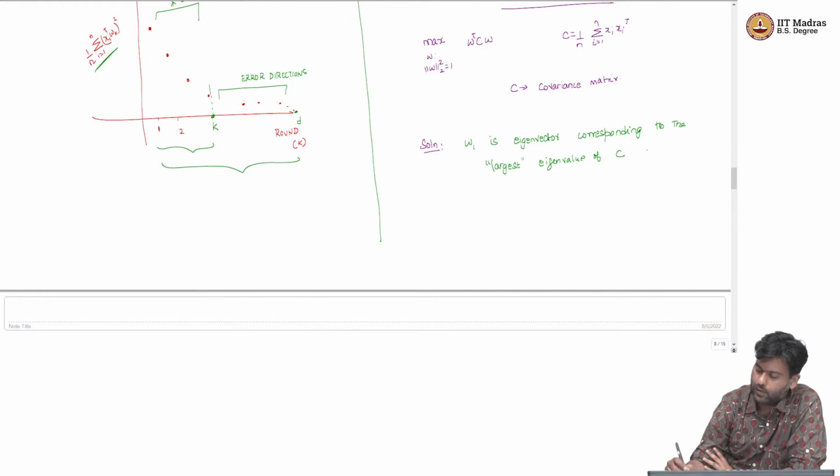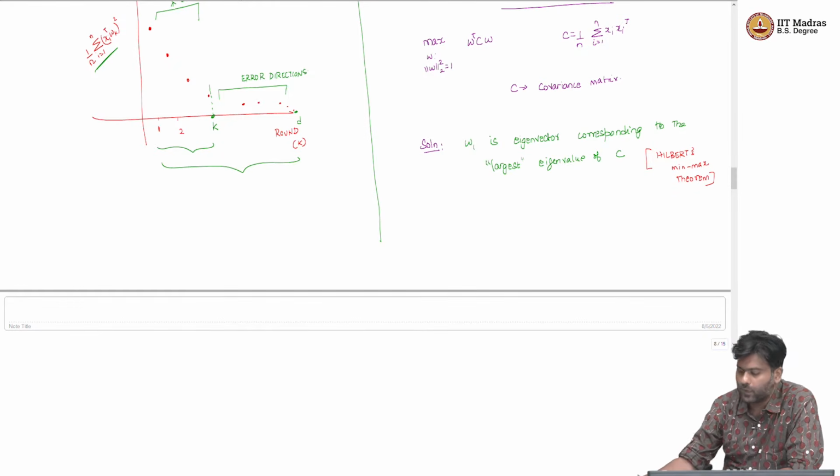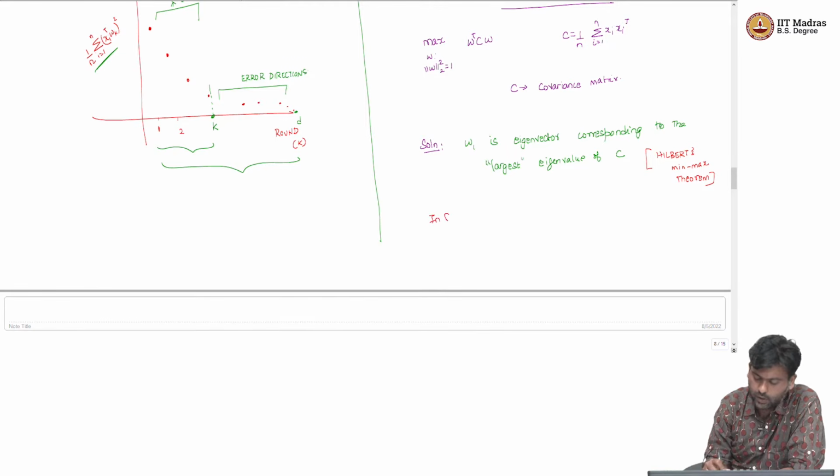So this comes from a general theorem which is called Hilbert's min-max theorem. I'm sure if you had taken a linear algebra course or a foundational course, you would have encountered this at some point, or a variant of this theorem. In fact, more is known. So Hilbert's theorem says more.